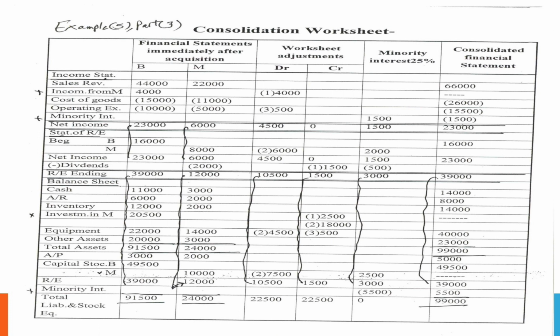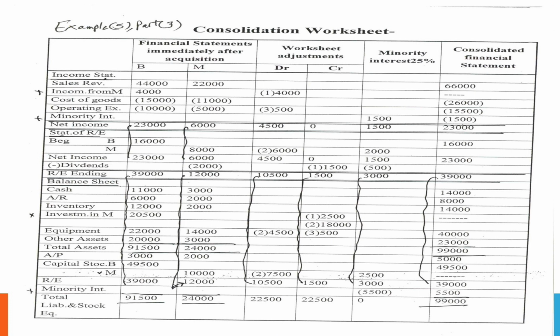This number comes from the income statement. If you remember, go back again to the income statement. You see this number comes from the income statement. That's the net income, okay? 23,000, 6,000. Minus dividends: company M has only 2,000, minus.